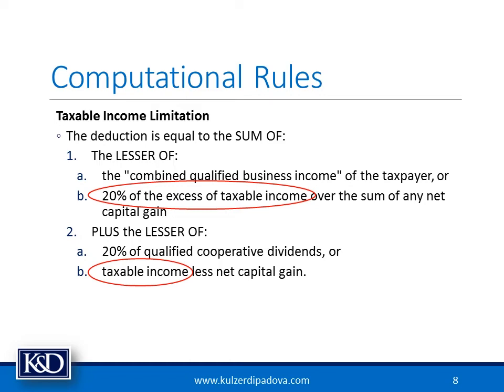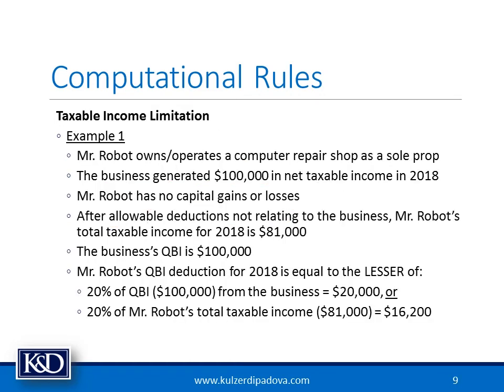And by the way, there's some really good examples in the proposed regulations. So if I don't provide an example, check out the regs. Chances are they have. So this first example is, we'll have a business, Mr. Robot, who owns and operates a computer repair shop as a sole proprietorship. The business generates $100,000 in 2018. Mr. Robot doesn't have any capital gains or losses. So after allowable deductions not relating to the business, so let's say a standard deduction, his taxable income is $81,000.